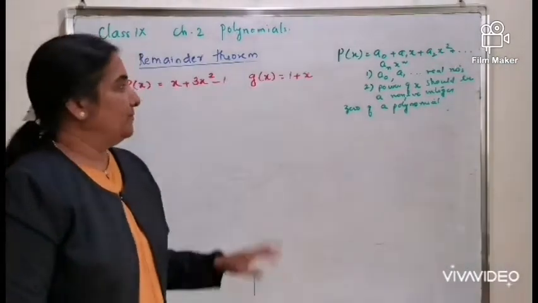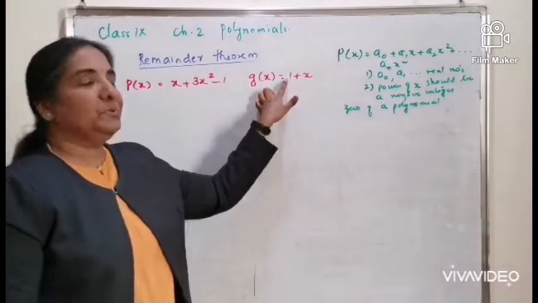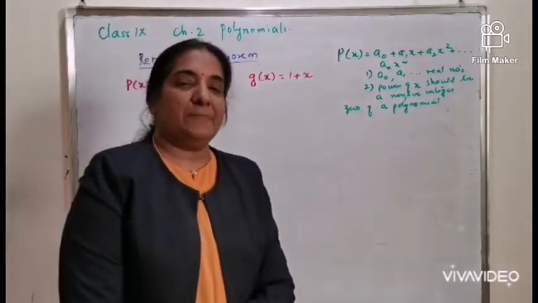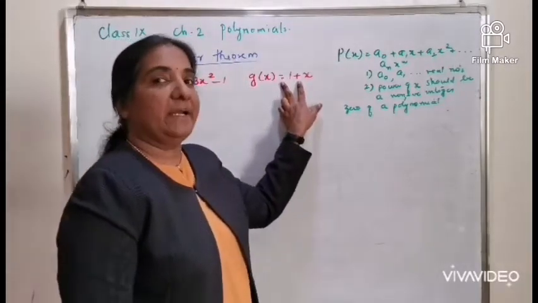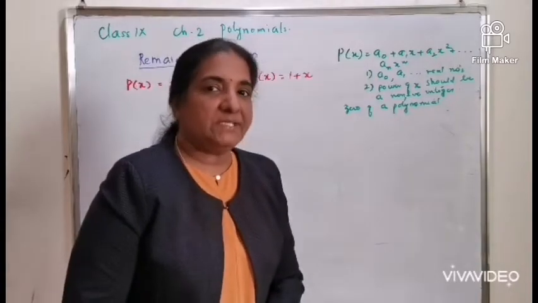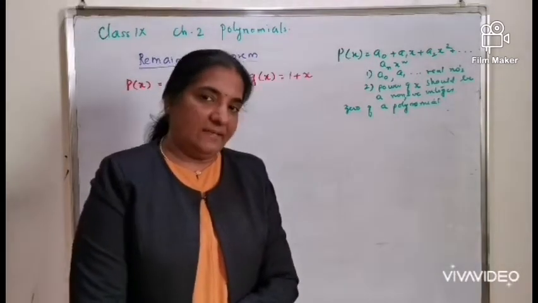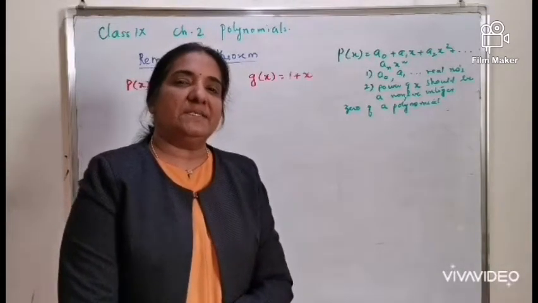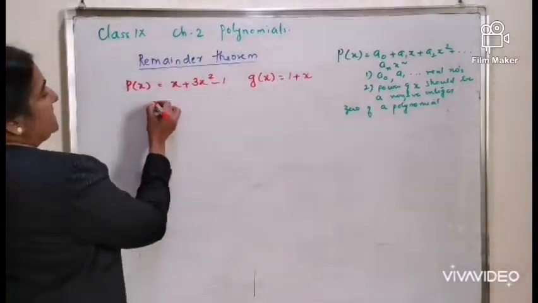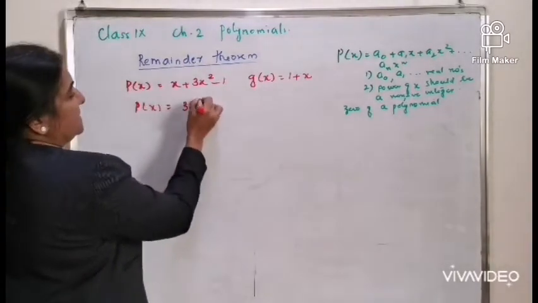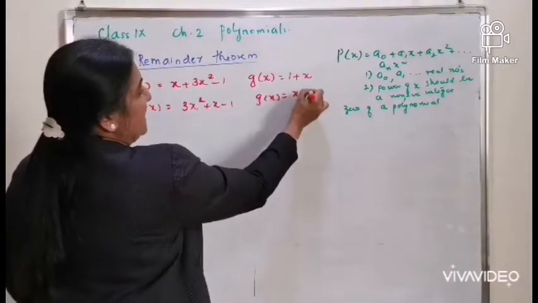Take the example of p of x equal to x plus 3x square minus 1 and g of x equal to 1 plus x. The previous two examples we were taking with a monomial x, and here we are taking the divisor as a binomial. The first step is to arrange both the polynomials in the standard form. What is the meaning of standard form? Arrange the variables in the descending order of their power. That is, p of x has to be arranged as 3x square plus x minus 1 and g of x has to be arranged as x plus 1.